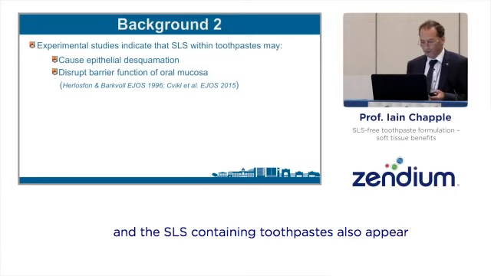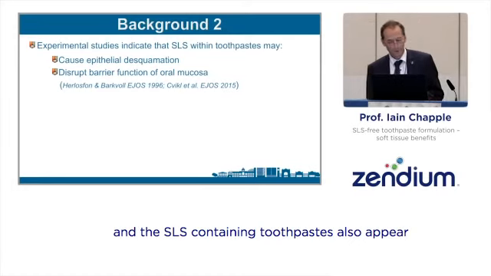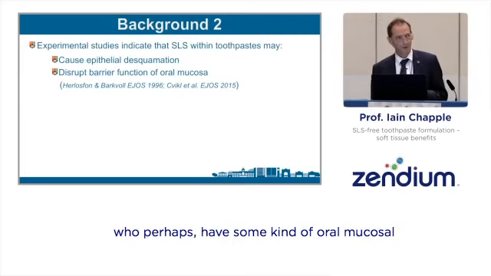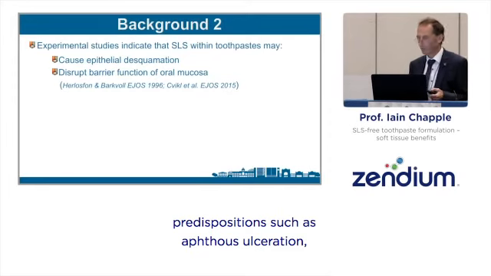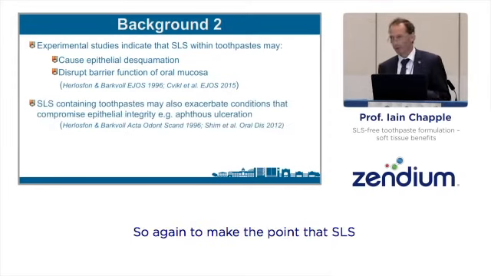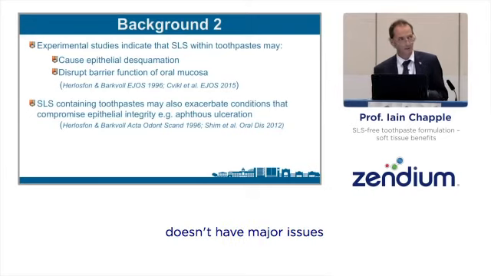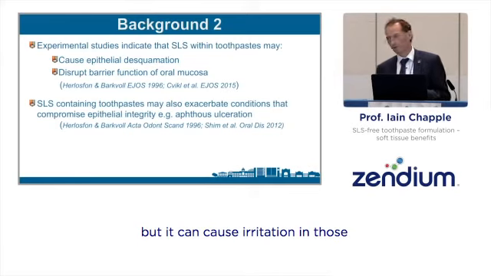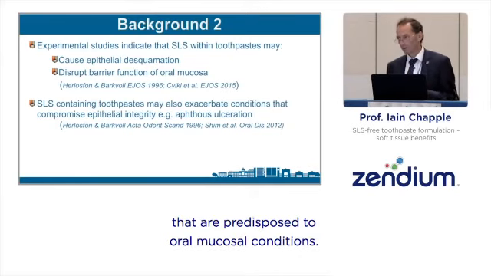And the SLS-containing toothpastes also appear to exacerbate conditions in people who perhaps have some kind of oral mucosal predisposition, such as aphthous ulceration, vesicular bullous diseases, etc. So again, just to make the point that SLS doesn't appear to have major issues with people with healthy oral mucosa, but it can cause irritation in those that are predisposed to oral mucosal conditions.